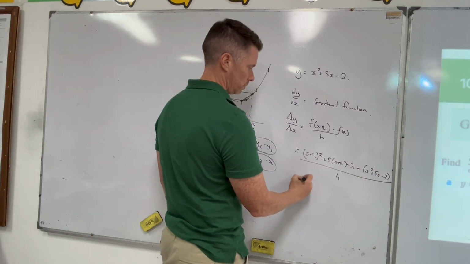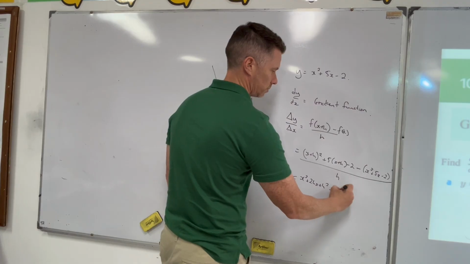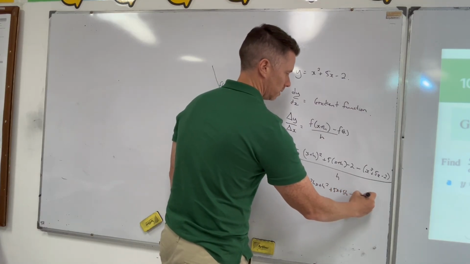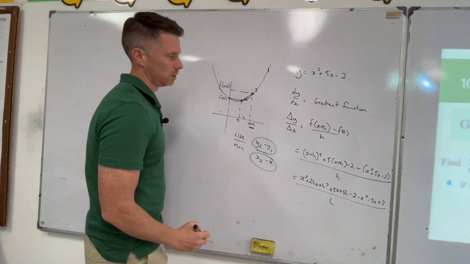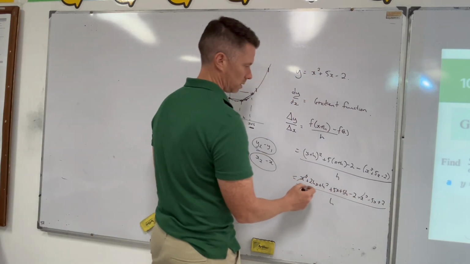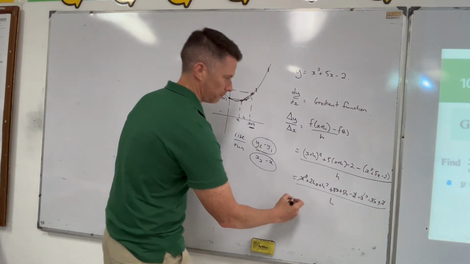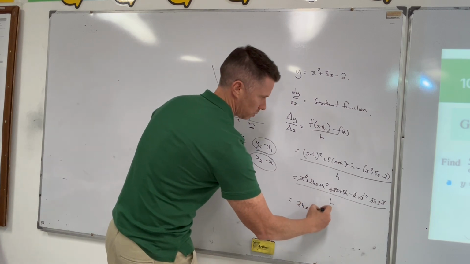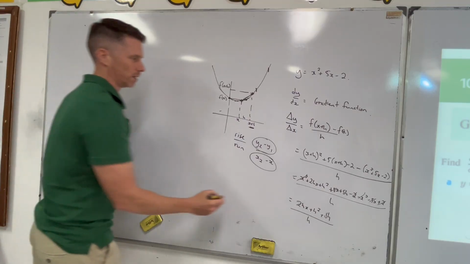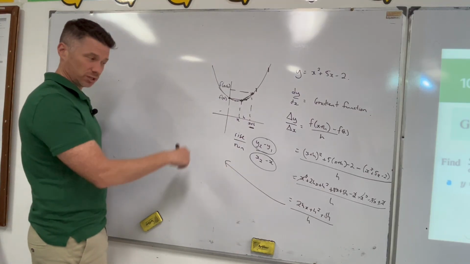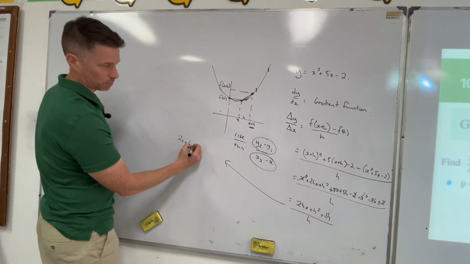So let's work this out. We get x squared plus 2hx plus h squared plus 5x plus 5h minus 2 minus x squared minus 5x plus 2, all divided by h. Some things are going to cancel here, I think. x squared, 5x, 2, 2. And we're left with 2hx plus h squared plus 5h, all divided by h. Right. Which h can divide into everything. So we get 2x plus h plus 5.